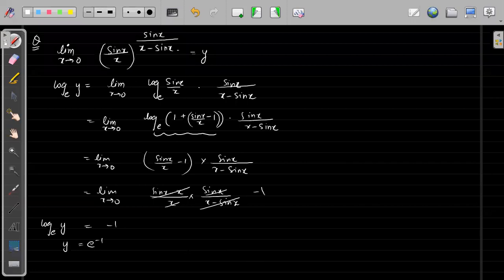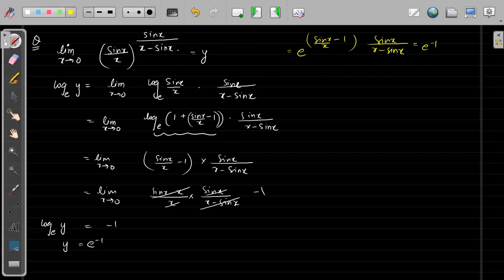Just copy this. Now with enough practice, you can simply write this as e to the power (sin x upon x minus 1) into (sin x upon x minus sin x). Now this will directly be 1, this will directly be 1, and this will directly be minus 1. So you can directly write e to the power minus 1. But remember, it is better to be safe, better to be sure than wrong. Always do not make any mistake while writing a step. Suppose here you cancel these two things with plus 1, then it will be a problem. So just copy this one.